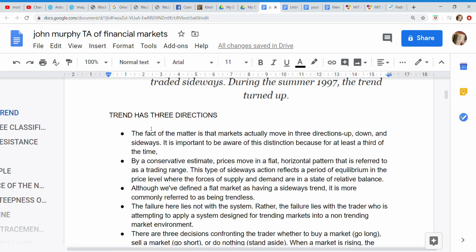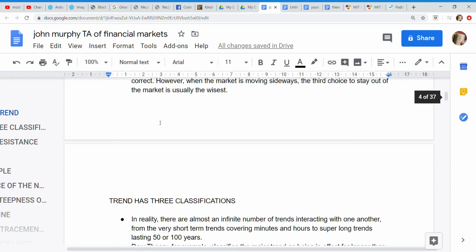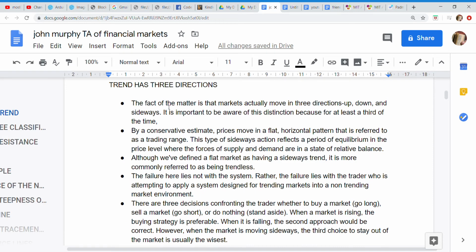The next point is that trend has three directions. The fact of the matter is that markets actually move in three directions: up, down, and sideways. It is important to be aware of this distinction because, for at least a third of the time, the market moves sideways.